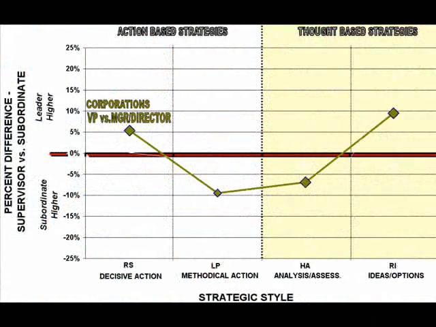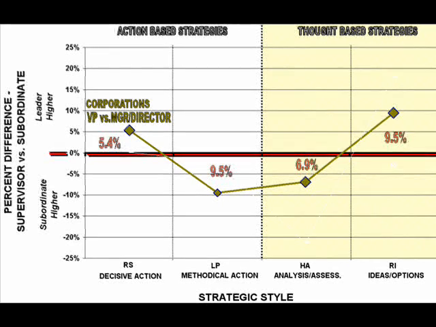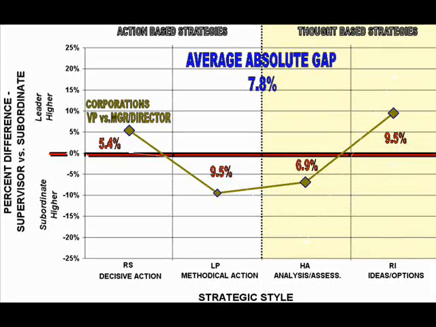Let's start by looking at the gaps in corporations. This graphic shows the difference in average scores between 947 VPs and 5,313 managers and directors. The gap in their information processing styles ranges between 5 and 10%, with an overall gap of about 7.8%. Each level lends perspective to the other without getting out of range. Now let's see what schools look like.